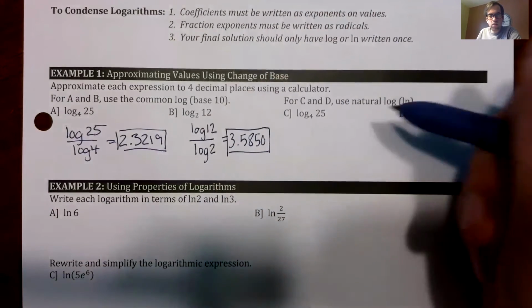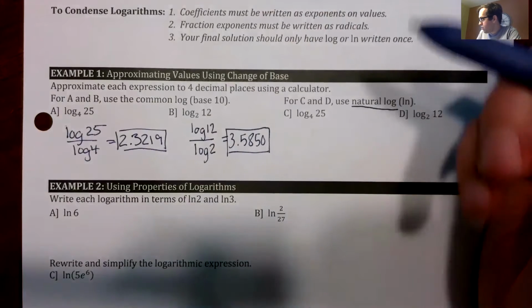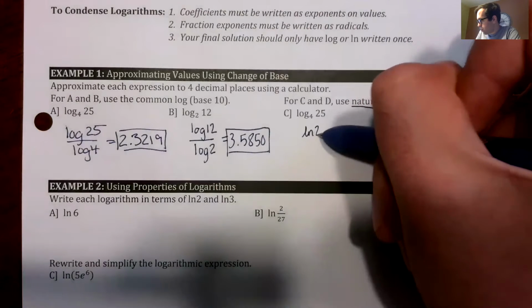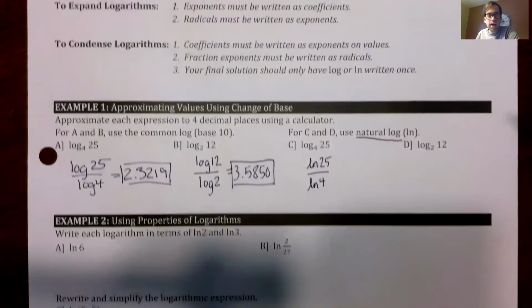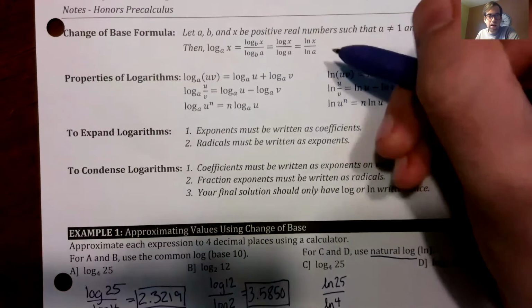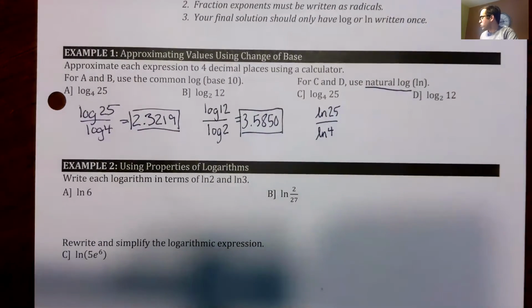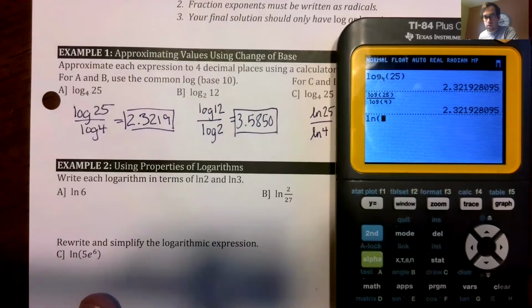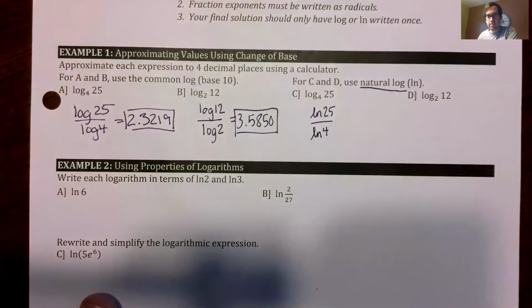Over here for C and D, we're going to use the natural log to rewrite the bases. So instead of writing log of 25 over log of 4, we're going to write the natural log of 25 over the natural log of 4. And if you're tracking here with me, like it says up at the top, these really should be equal. And so I'll show you the first one on the calculator. We can do natural log of 25 over natural log of 4. And you can see we get the same exact answer.